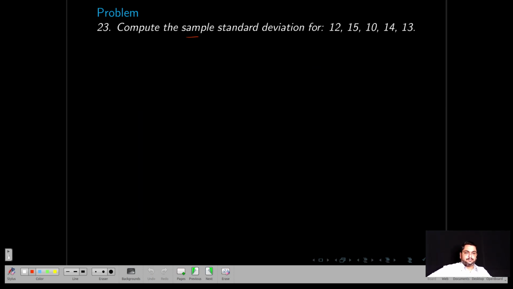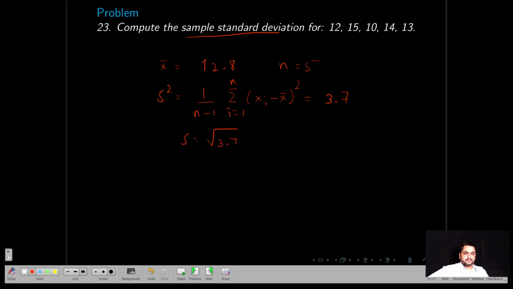Then similarly, sample standard deviation. So first find x bar. x bar we will get as 12.8. Then you calculate s square using that formula. So here n is 5, so we will calculate by using n minus 1, summation of i equal to 1 to n, xi minus x bar whole square. So you will get s square as 3.7. Then s is equal to the square root of 3.7, the standard deviation. So we will get it as 1.92.